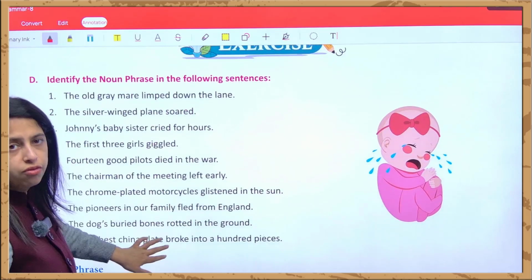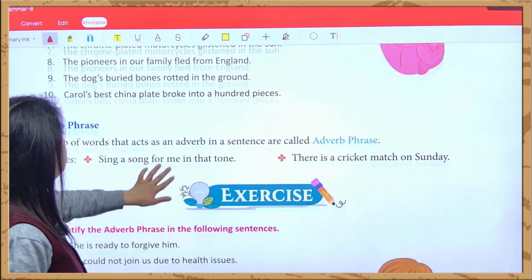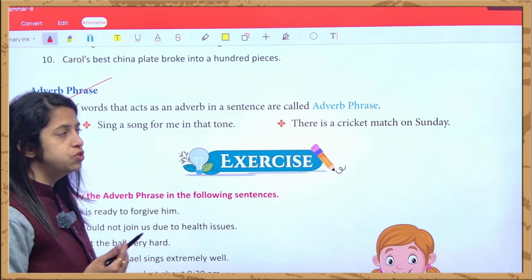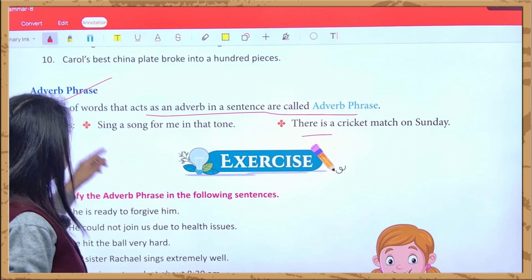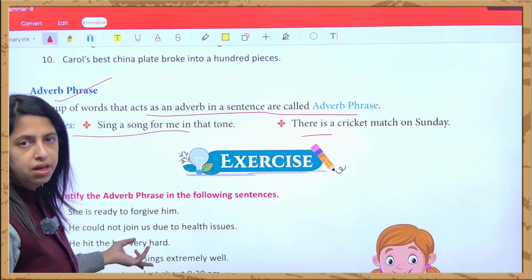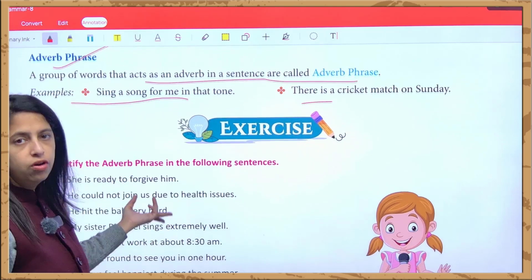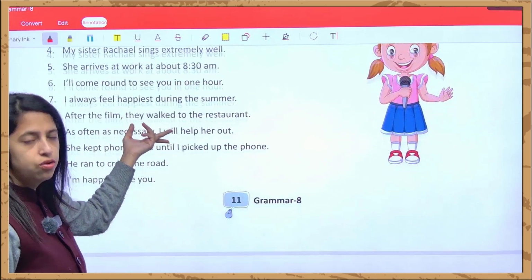Then on behalf of this, you have to complete the exercise on your own. Moving on to the adverb phrase, which will function as an adverb in the sentence. There is a cricket match on Sunday, and sing a song for me in that tone. Moving on, you have to complete these exercises on your own.